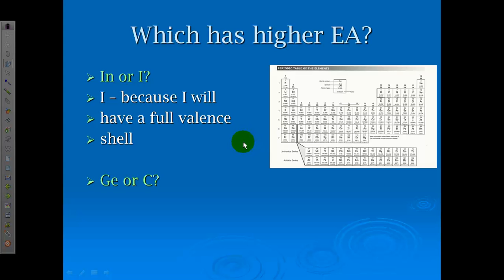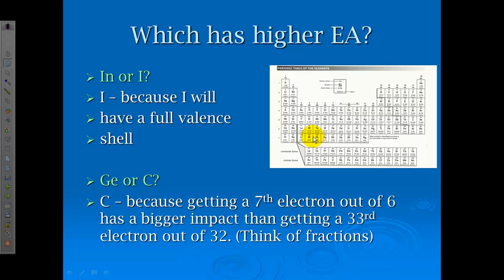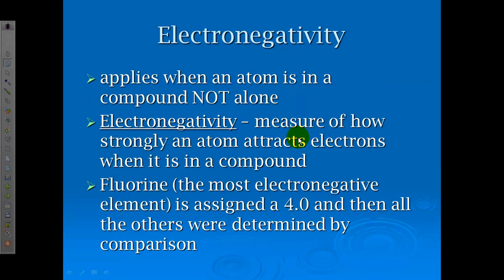If you look at germanium and carbon, they're in the same group. They're in the carbon family. And so you can look at those two on your periodic table. And definitely carbon, because now it's going to get a 7th electron where it only had 6 before. Whereas germanium's only getting the 33rd out of 32. So that's not as big of a deal.